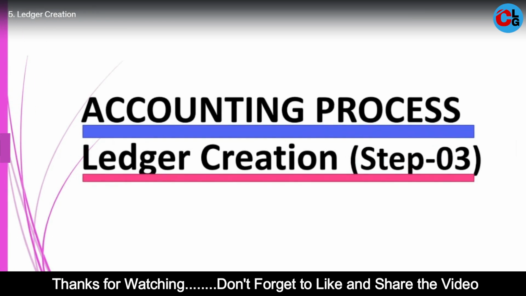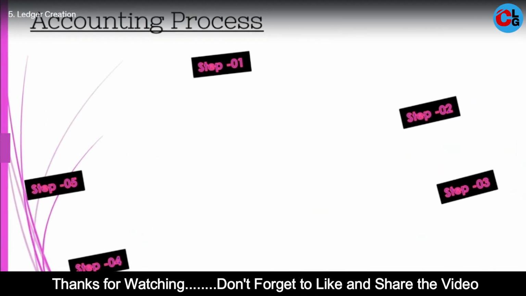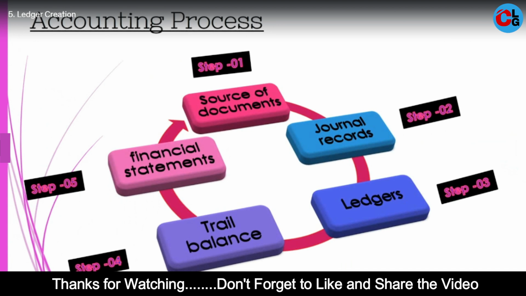Welcome to the third accounting process. The third accounting process is the ledger creation. We know well that we have studied up to the second step. It means the accounting process's second step. The first step is the source document. The second step is journal records.